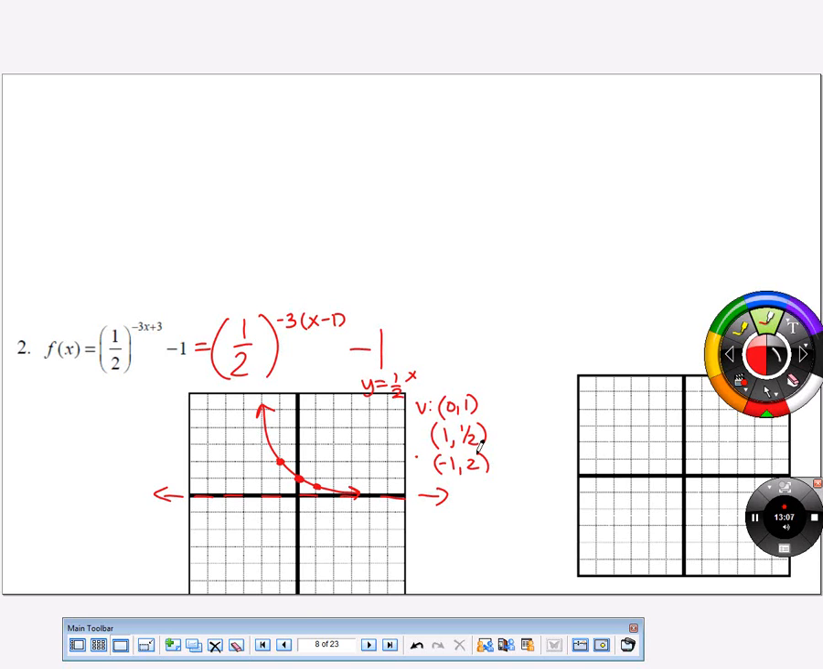All right, so let's list out the transformations so we know what we're going to have to do next. So what are the transformations? What is this going to do, this negative that's multiplying up here in the exponent part? Good. Okay, so horizontal reflection this time.